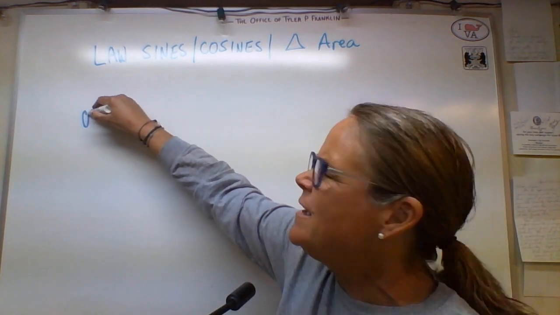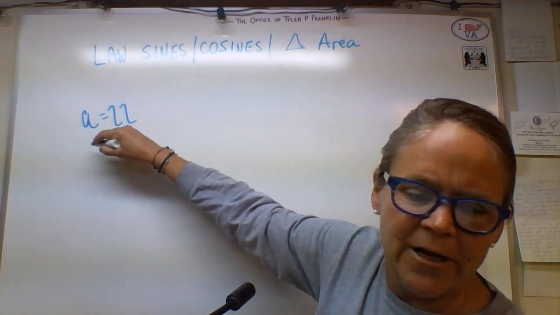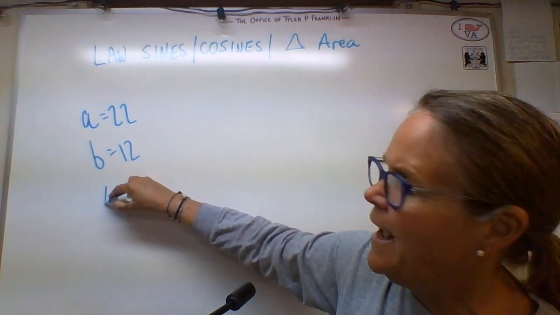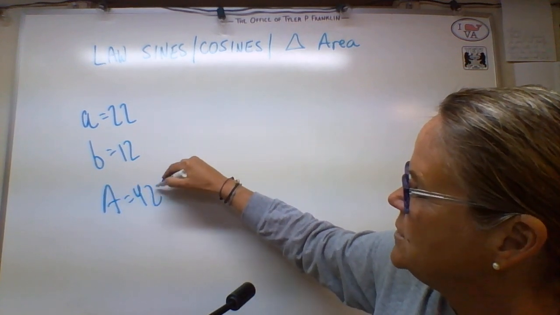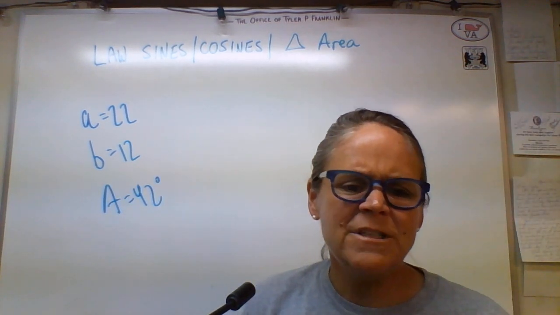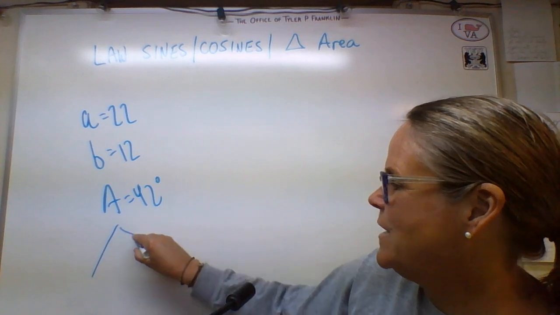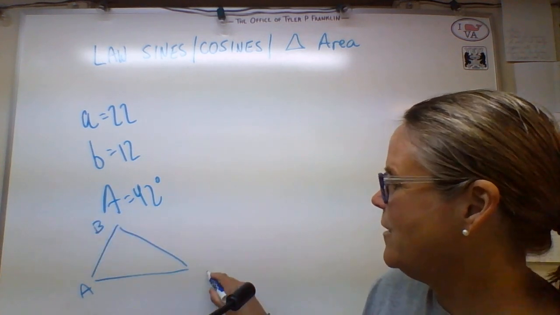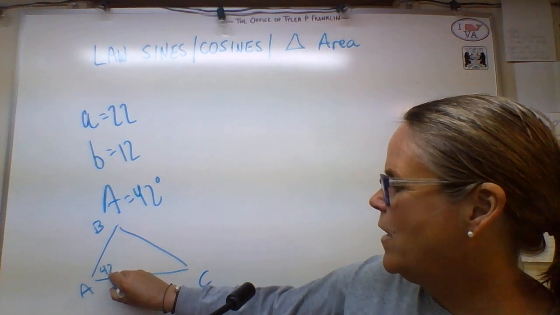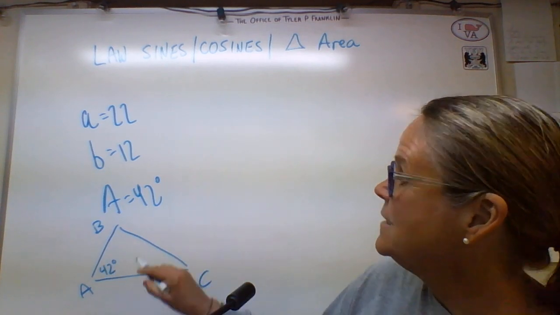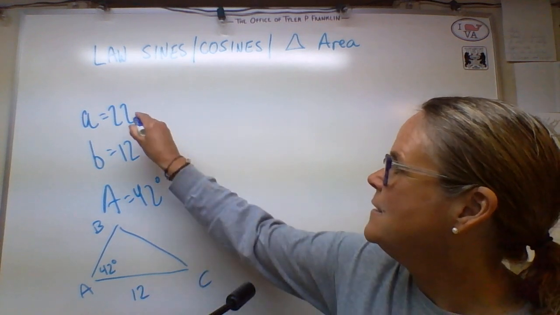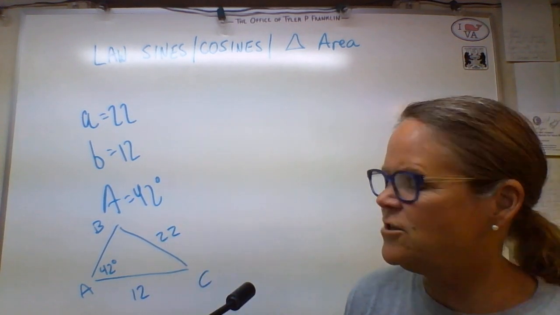So if I gave you this, A equals 22, B equals 12, angle A equals 42. I would say to you, if you're someone that needs to see it, draw it. Doesn't matter where you put A, B, C. So angle A is 42, side B would be across from angle B, side A is 22.